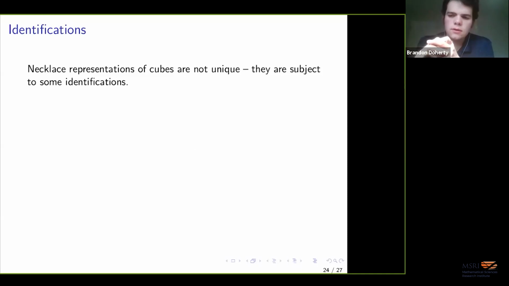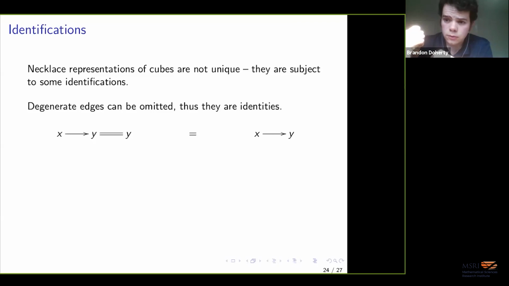So one thing I should mention here is that these representations of cubes as necklaces are not unique. So there are certain necklaces which are identified in the sense that they correspond to the same cube. Probably the simplest and most important of these identifications is that we allow ourselves to just omit a degenerate edge from these necklaces, so that the degenerate edges correspond to identities. So if we have an edge from x to y, and then just a degenerate edge from y to itself, that corresponds to the same cube as just the edge from x to y.